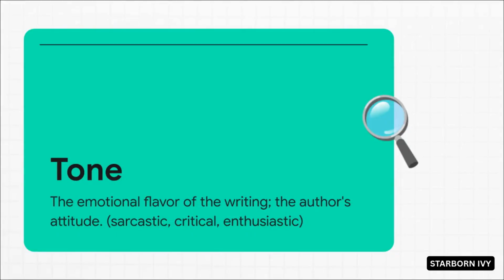Tone is all about the feeling you get from the words. The easiest way to nail this down is to just ask yourself, is the author being positive, negative, or totally neutral here? A word like enthusiastic is obviously a positive tone, right? While something like critical points to a negative one.